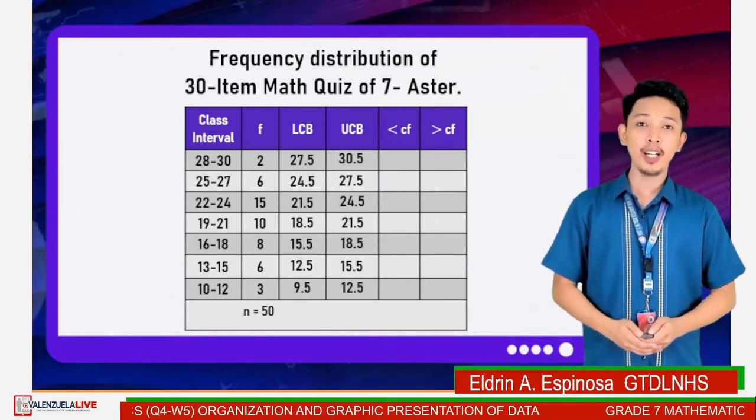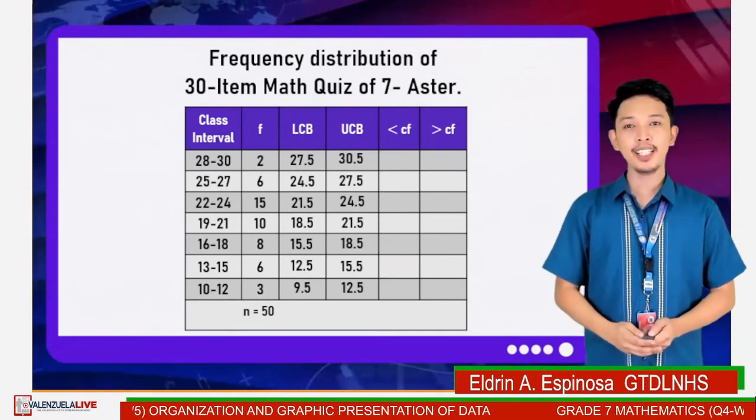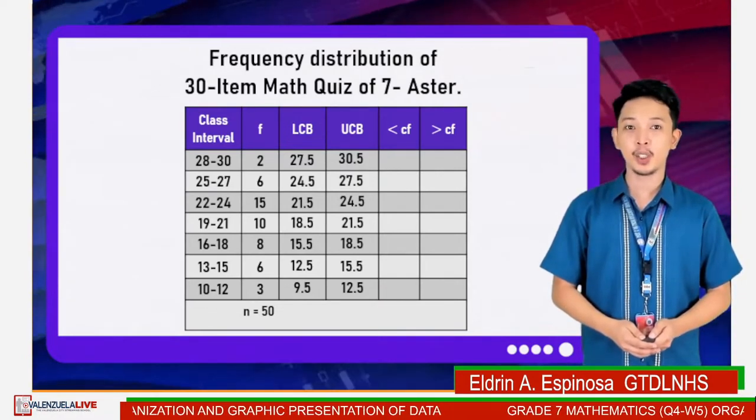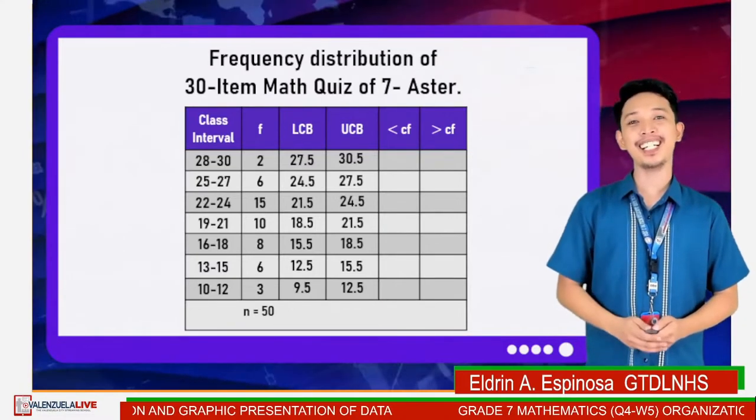Next, from what class are we going to start accumulating the frequency for the less than cumulative frequency? Is it 10 to 12 or 28 to 30? 5 seconds, go!